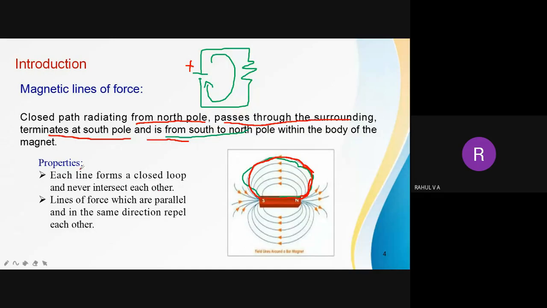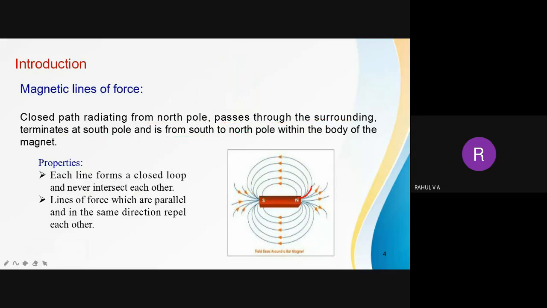So what is its property? Each line forms a closed path and never intersects each other. Okay, so this is one magnetic line of force and this is another one. This is another one. So each one forms a closed path. So all these magnetic lines of force form closed paths and never intersect each other. It never touches the other line.